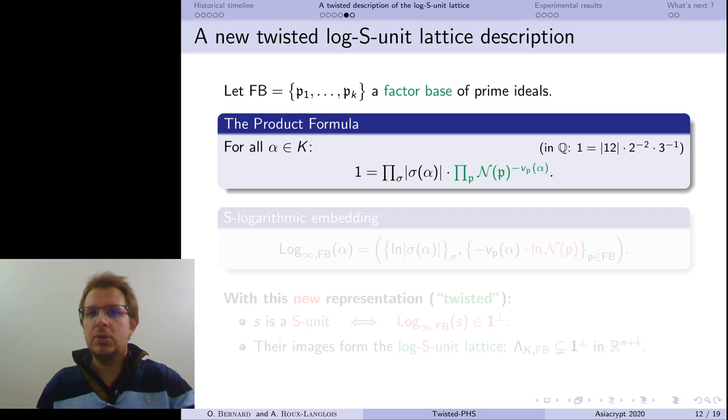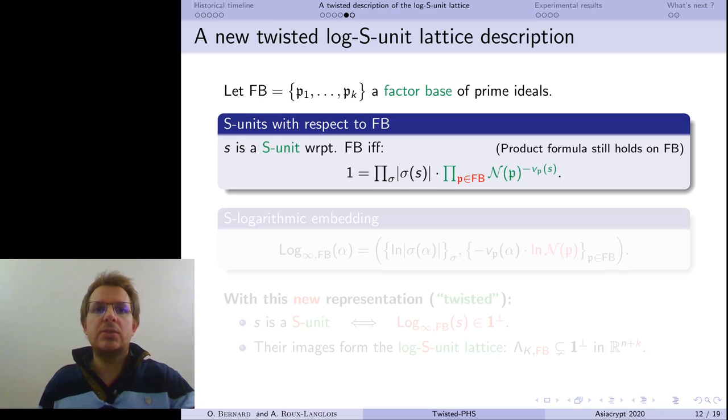And this is a very natural generalization of an innocuous looking formula in the rational field that says that the absolute value of 12 is the inverse of its 2-adic valuation, 2 to the minus 2, times its 3-adic valuation, which is 1/3. And being an S unit means basically that when you restrict the product to a finite set, the product formula still holds. So S is an S unit with respect to the factor base if and only if the product formula still holds exactly on the factor base. And this is really a generalization of the unit definition, because you could see a unit as being an S unit for an empty factor base.